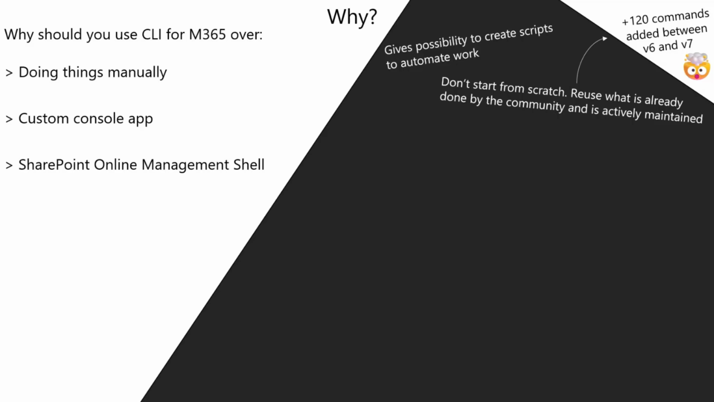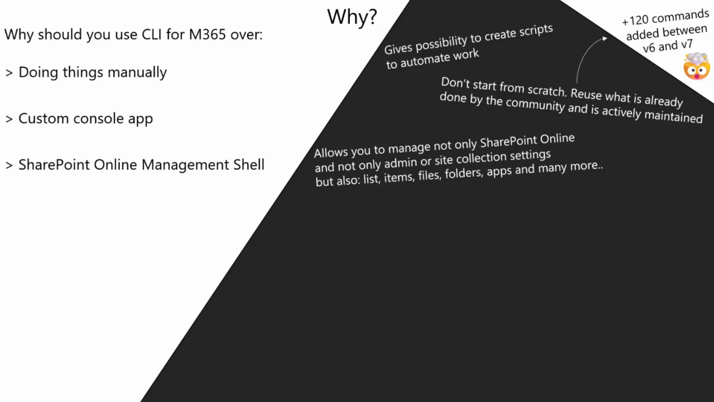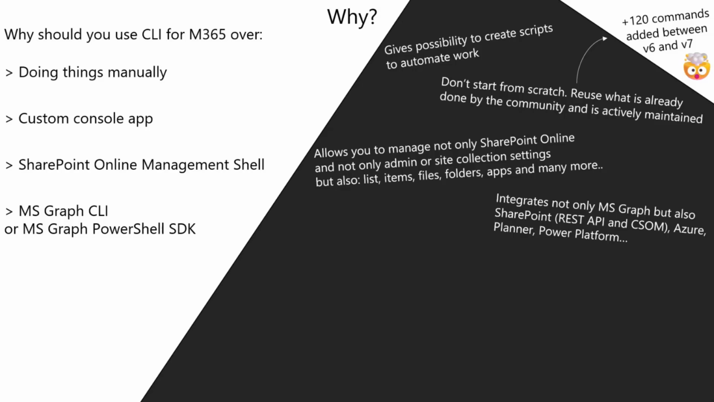Why would you use it instead of SharePoint Online Management? Sure, well, it's not only about managing SharePoint Online, but about everything that is on your tenant. And SPO is more targeted towards the admin side and the site collection level, while CLI for Microsoft 365 goes on the artifact level as well. So like list, item, folders, etc. With the MS Graph CLI and MS Graph PowerShell SDK, the case is the same. We don't use only MS Graph underneath. We also use SharePoint REST API, CSOM, Azure Planner. So we have a lot more capabilities there.